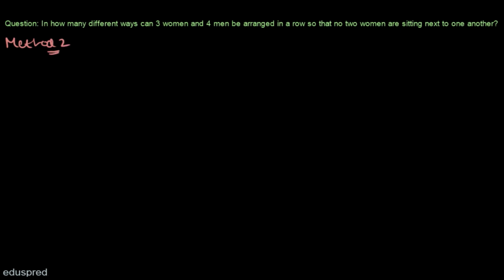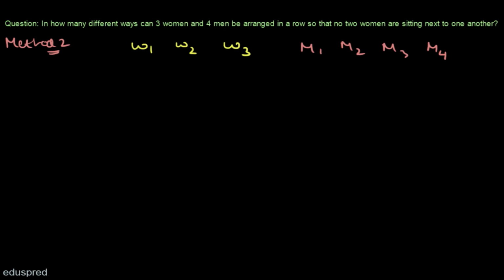So once again what we have is 3 women and I'm labeling them as W1, W2 and W3, and we have 4 men. I'm labeling them as M1, M2, M3 and M4. So the first step that I'm going to do is put some number of spaces here, and I will choose the number of spaces in a manner such that I have men at the alternate spaces.